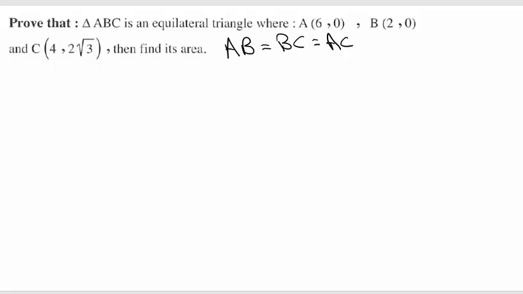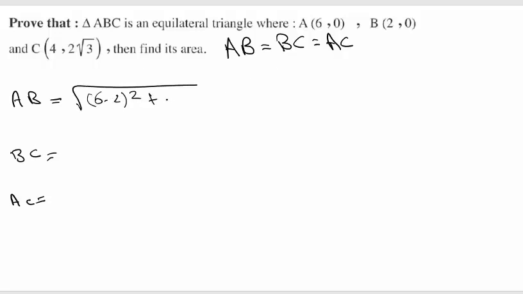So let's apply our rule now. I will calculate AB, then I will calculate BC, then I will calculate AC. Let's go. AB is the square root of (6 minus 2) raised to the power of 2 plus (0 minus 0) raised to the power of 2, which equals 4.